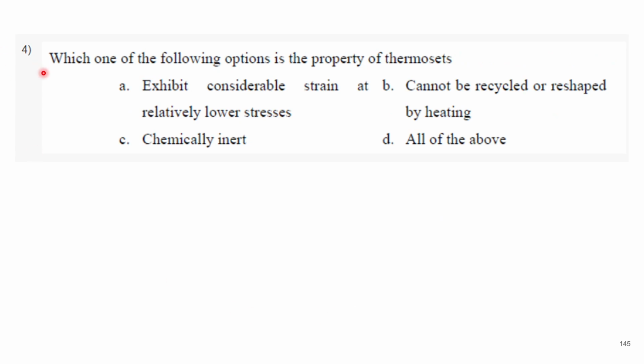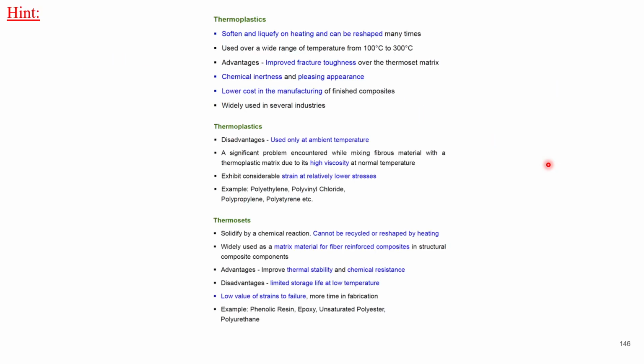Fourth question, which one of the following options is the property of thermosets? A, exhibit considerable strain at relatively lower stresses. B, cannot be recycled or reshaped by heating. C, chemically inert. Or D, all of the above. Okay, so which is the correct property of thermosets?